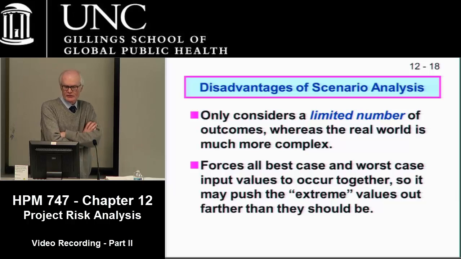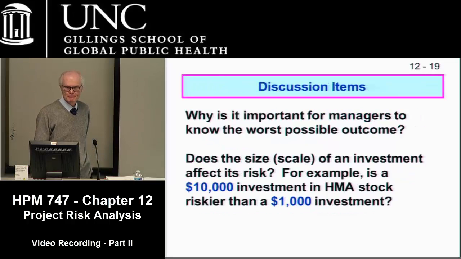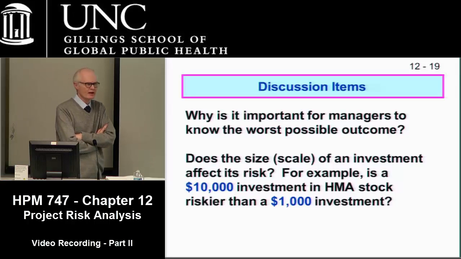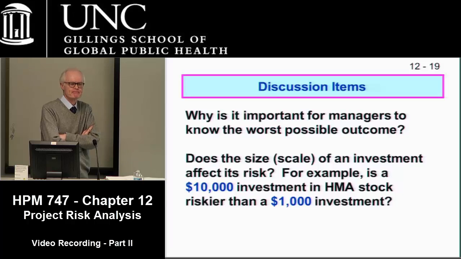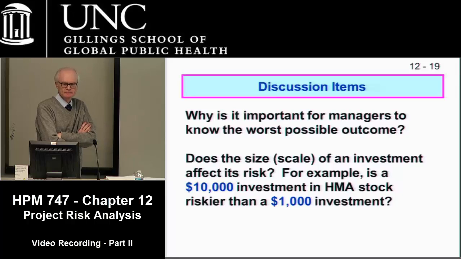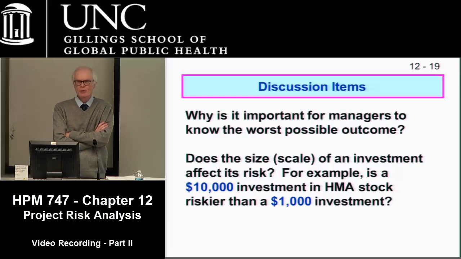The other disadvantage is that it forces all best case, worst case values together, which are extremely unlikely. It really does give you the absolute worst and absolute best possibilities. So why is it important for managers to know the worst possible outcome? And secondly, does the scale of an investment affect its risk? You can actually use the second question to answer the first. Why would you as a manager want to know the worst possible outcome?